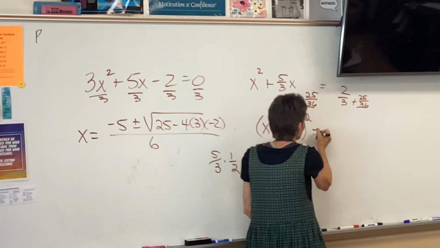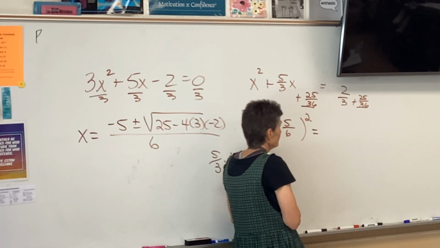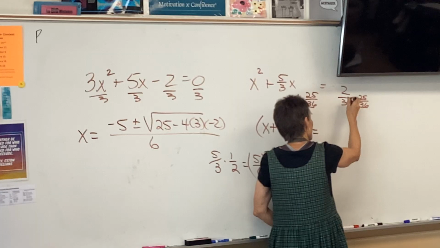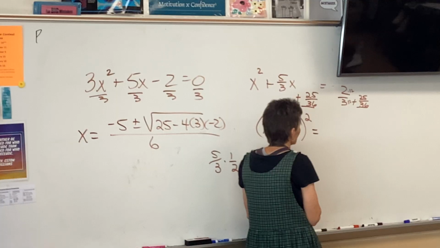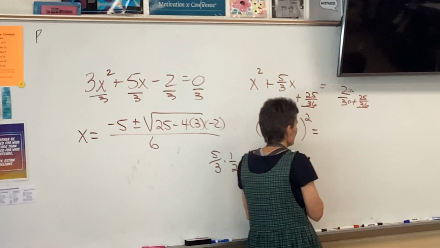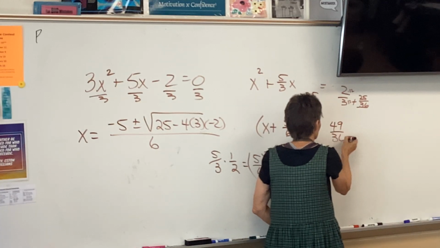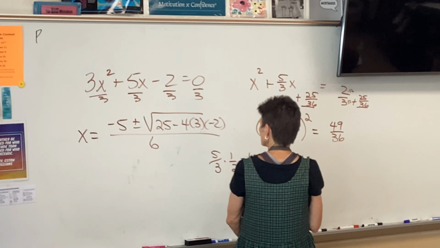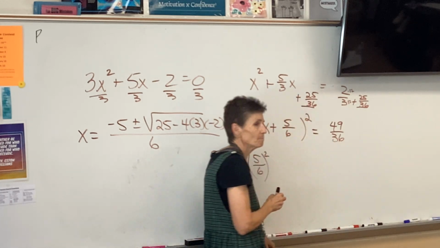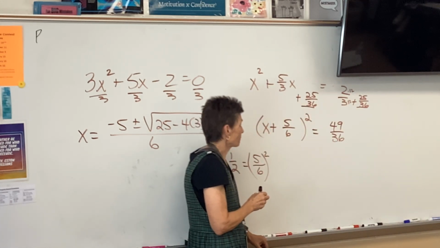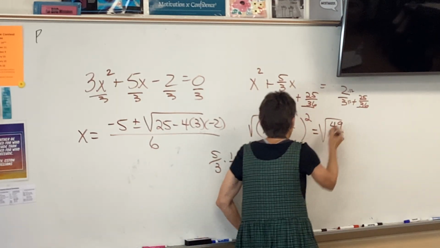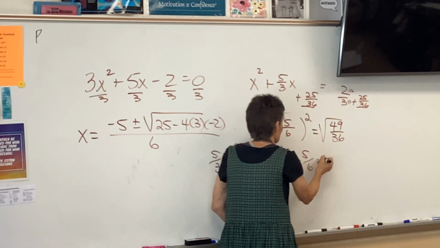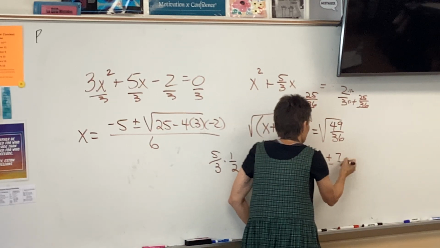And then over here, I'm gonna get a common denominator. So I have to multiply this by 12. Oh my gosh. Did I get 49/36? I did. Which isn't what usually happens. Then I'm gonna square root. So x plus 5/6 equals plus or minus 7/6.